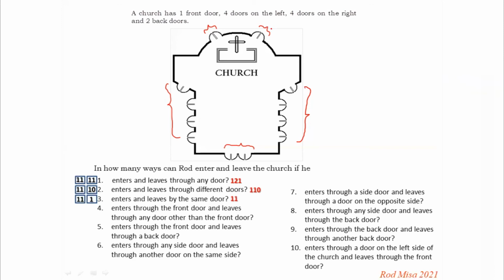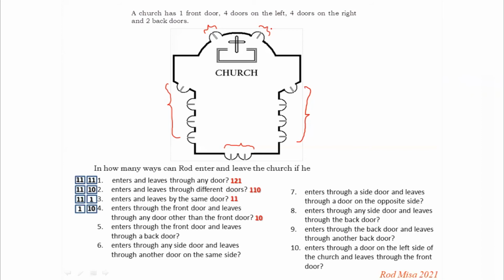Now, let's proceed to the fourth question here. How many ways can he enter through the front door and leave the church through any door other than the front door? So, for his entrance, he can choose only one since the church has only one front door. But for his exit door, he can choose any of the 10 because he cannot use the front door as his exit door. Now, multiplying these numbers, we get a product of 10. So there are 10 ways of entering the church using the front door and leaving the church through any door other than the front door.